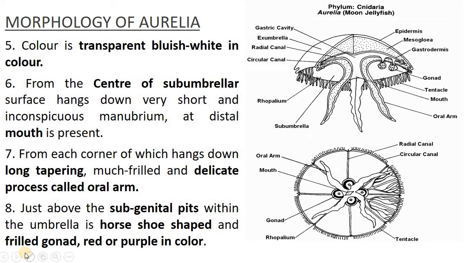Next character: from the corner of each manubrium hang down long, tapering, much frilled and delicate processes called oral arms. So there are 4 oral arms surrounding the mouth. Just above the subgenital pits within the umbrella are the horseshoe-shaped and frilled gonads, which are reddish or purple in color. Generally these gonads are observed more conspicuously on the exumbrellar surface rather than the oral surface.